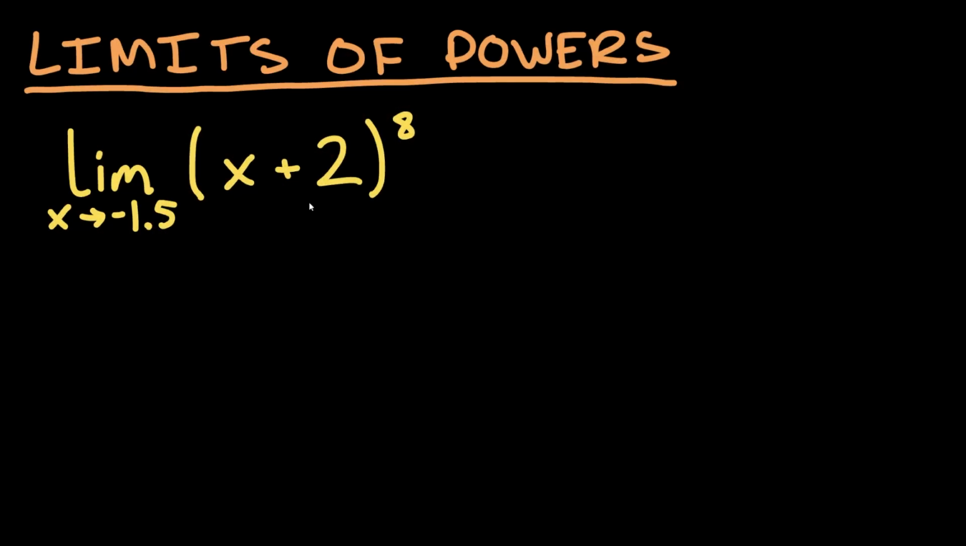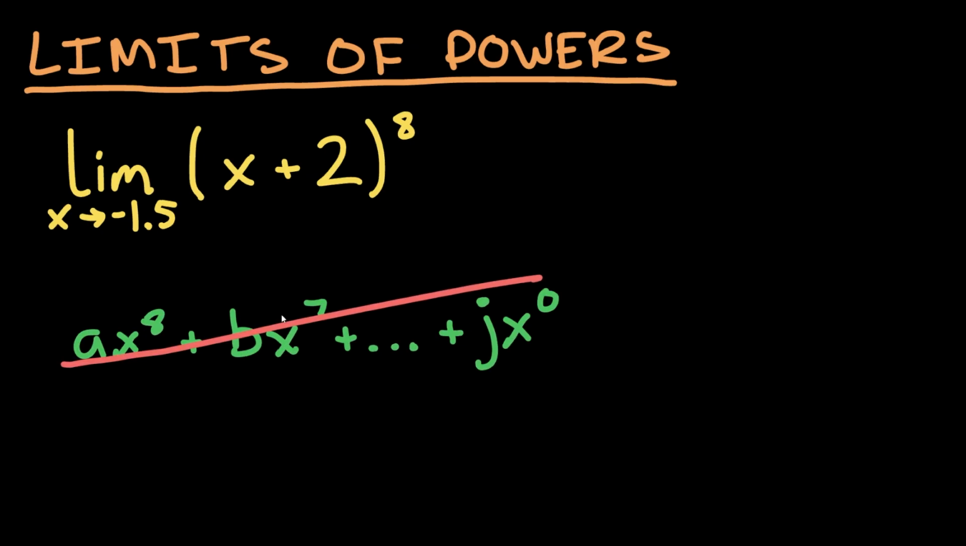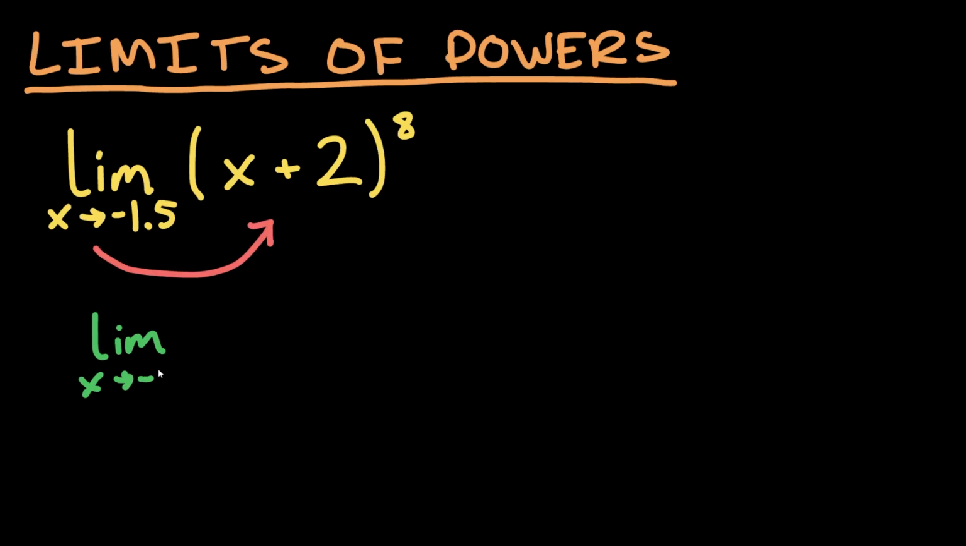So in my opinion, the limits of powers rule is actually a much more useful rule compared to the others. And here you could probably see why, because here we're raising x plus 2 to the 8th power. Now, I don't know about you, but I wouldn't want to multiply x plus 2 eight times. Remember, multiplying this out would give us some 8th degree polynomial, and trust me, we do not want that. Well, the limits of powers rule makes this so much easier.